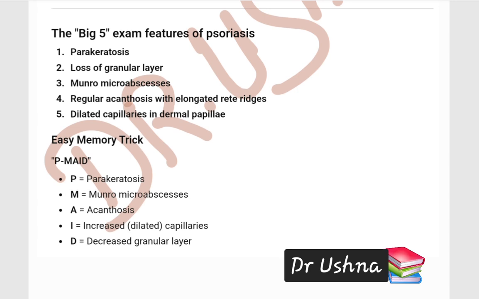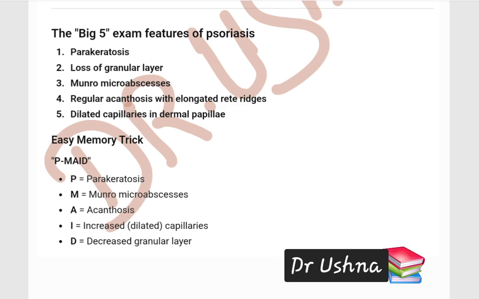So just a quick revision, you are going to have 5 big findings of psoriasis histology in the exam. Parakeratosis, which is clinically seen as scaling. You are going to have loss of granular layer. You are going to have Munro microabscesses, which is basically a collection of neutrophils in the stratum corneum. Okay, just a superficial portion. Then you have regular acanthosis. This is extremely important. Regular one, club shaped rete, and you are going to have dilated capillaries. So these are all very, very important features of psoriasis.